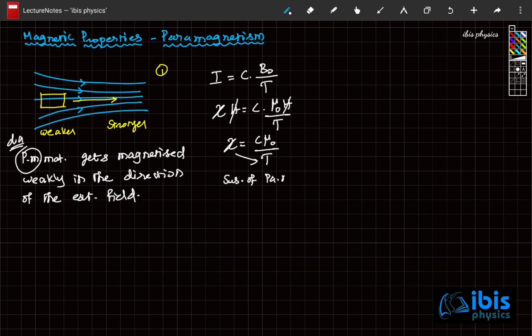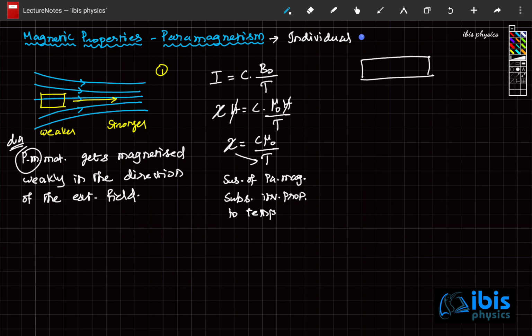So the susceptibility of a paramagnetic substance is inversely proportional to temperature. Let me explain that. If you take a piece of paramagnet, individual atoms have a magnetic moment. In a diamagnet, individual atoms do not have a magnetic moment; here in paramagnetism, individual atoms have a magnetic moment. But the overall magnetic moment of the material, which we call the intensity of magnetization, is magnetic moment per unit volume, and for the entire sample it is 0.